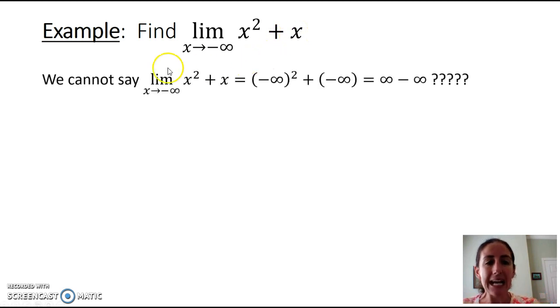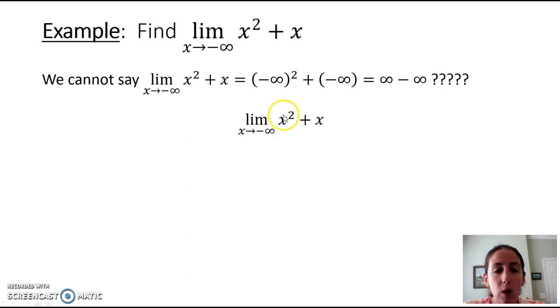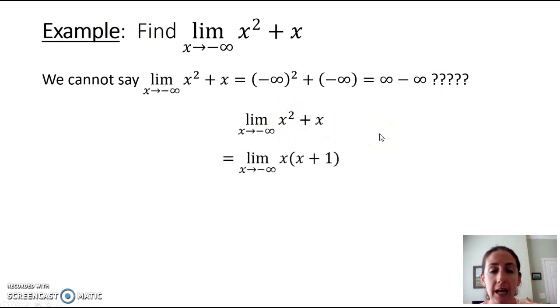But we can't say that the limit as x approaches negative infinity of x squared plus x is negative infinity squared plus negative infinity, because that gives us infinity minus infinity. And what does that mean? You can't do it. It doesn't make any sense. So we're going to have to do something else. So let's look at this x squared plus x. Well, what do x squared and x have in common? They both have an x. So let's factor one out.